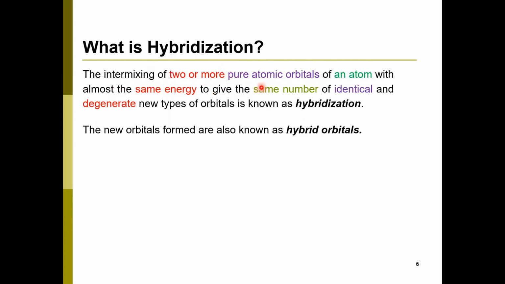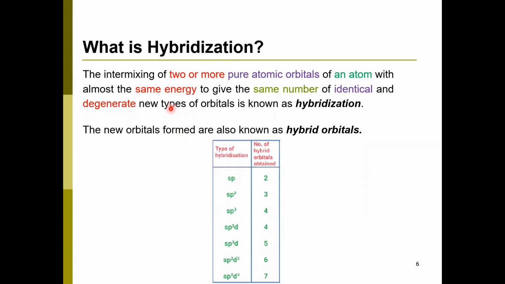After mixing, we will get the same number of orbitals that we initially used, identical, meaning similar shape, and degenerate, meaning same energy level orbitals. We will describe this later. So now, here is an example.